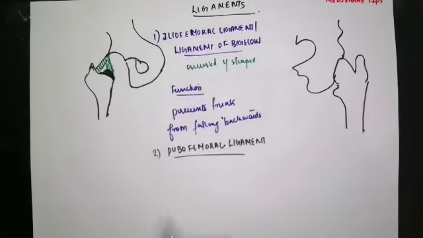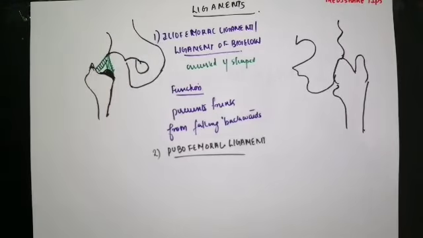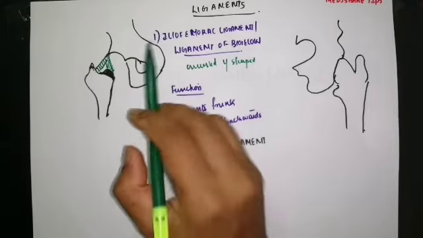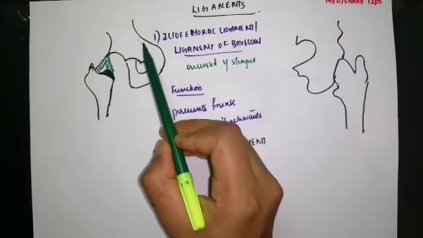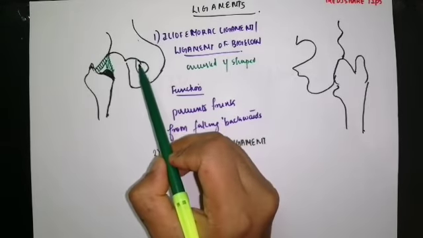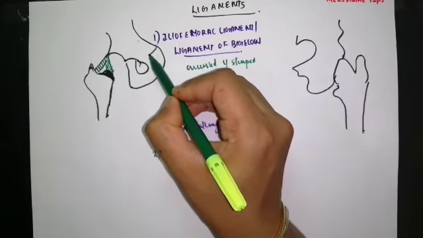So from the name itself you can see that it is extending from the pubis to the femur. So the pubofemoral ligament, it is also triangular in shape. The superior attachment is to the iliopubic eminence, the obturator crest, and also the obturator membrane. So it is like this.